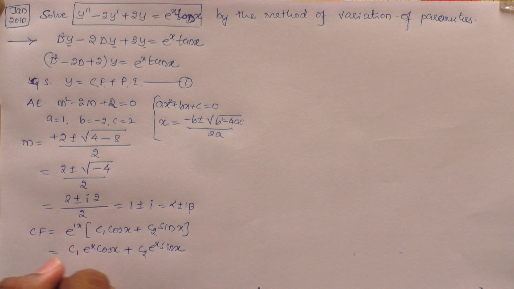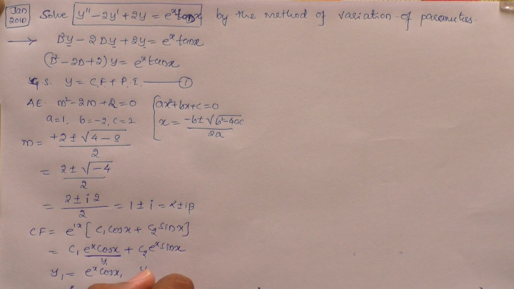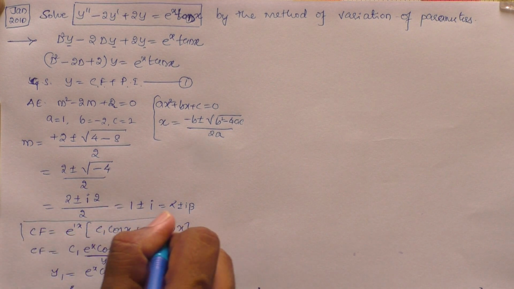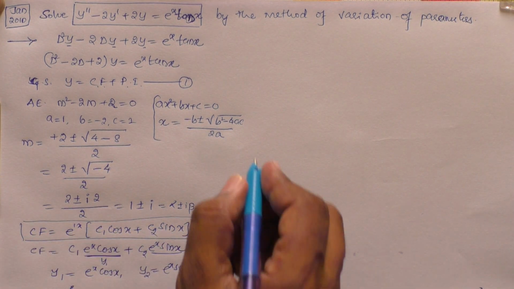So in this problem we can identify the multiples of C1 and C2. So here y1 is e raised to x cos x, and y2 is e raised to x sin x. So from this we got y1 and y2 from the complementary function. So now let us go for the particular integral.